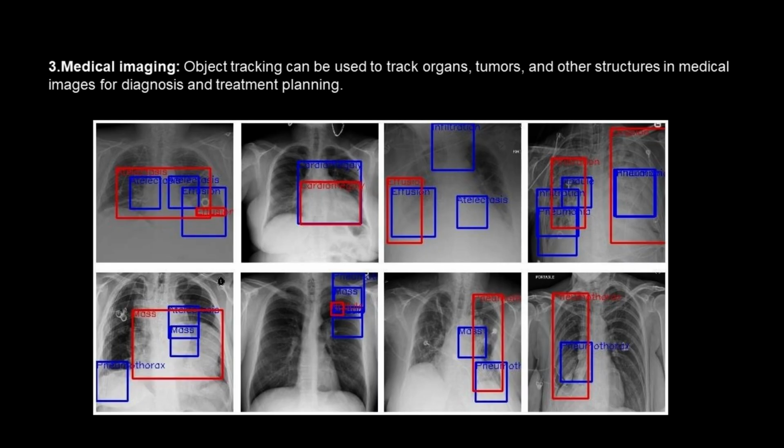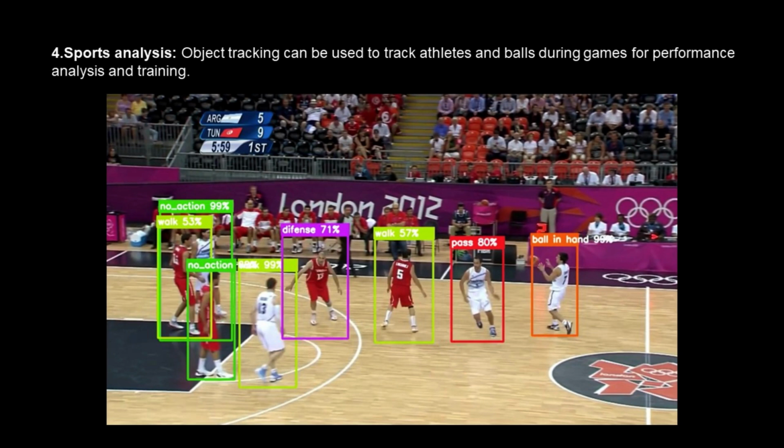Medical imaging. Object tracking can be used to track organs, tumors, and other structures in medical images for diagnosis and treatment planning. Sports analysis. Object tracking can be used to track athletes and balls during games for performance analysis and training.